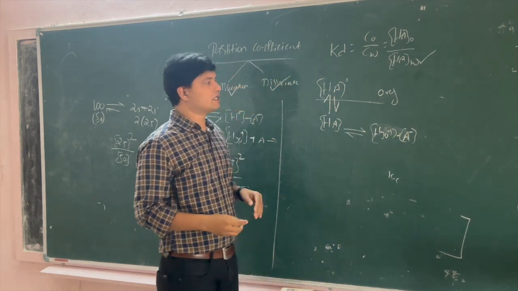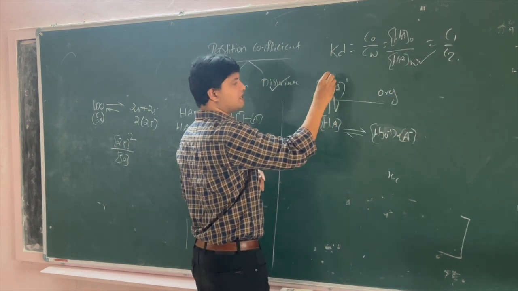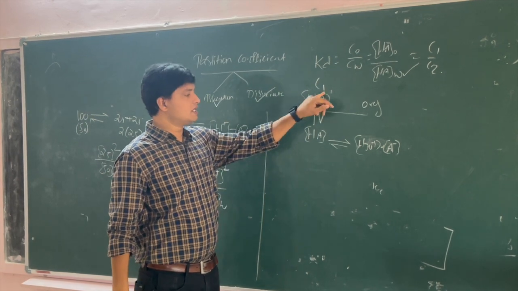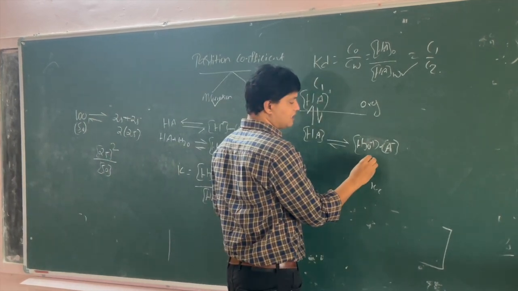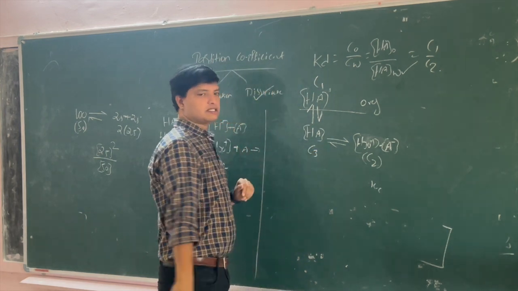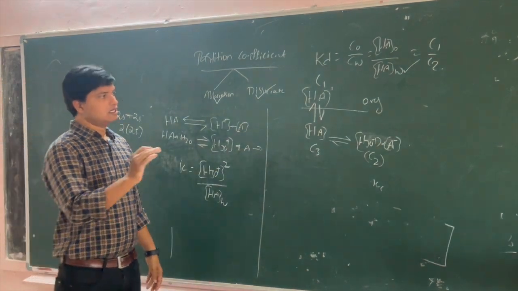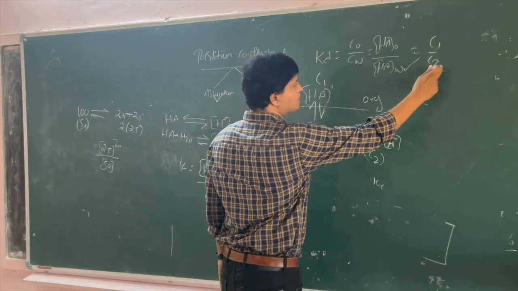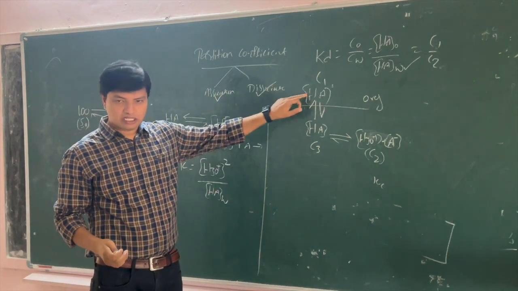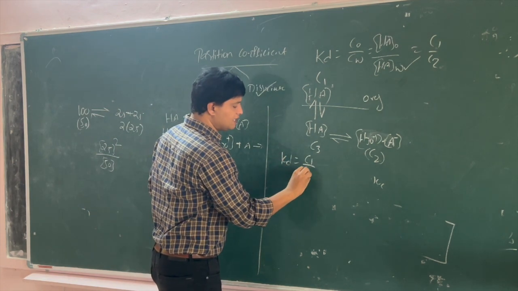Now I have to give the terms here. So this one is C1. We'll take this one as C2. We'll take this one as C3. You take anything, you need to substitute there. That's all. So the equation should be C1 by C2, but we are writing C1 by C3. So in this case, KD is equal to C1 by C3.